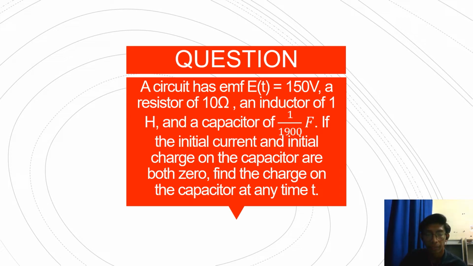So from this question, we get the value of E(t), which is 150 volt, the value of resistor 10 ohm, the value of inductor 1 Henry, and the value of capacitor 1 over 1900 farad. We also get that the initial current I0 is equal to 0, and the initial charge Q0 equal to 0. So the question is Q(t) equal to what?